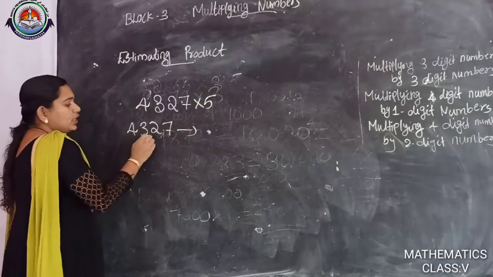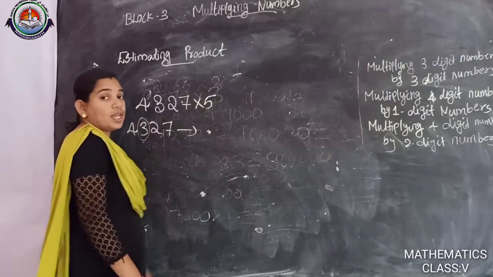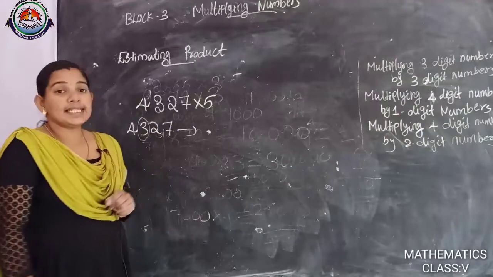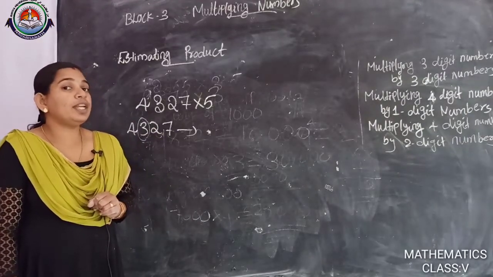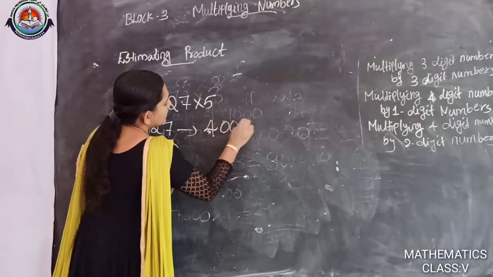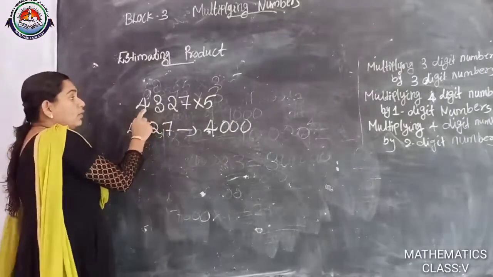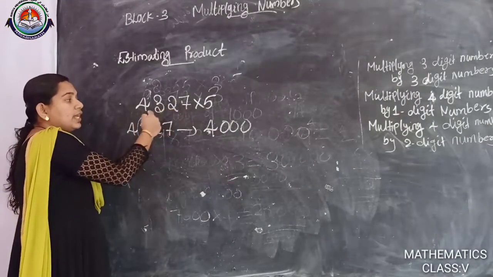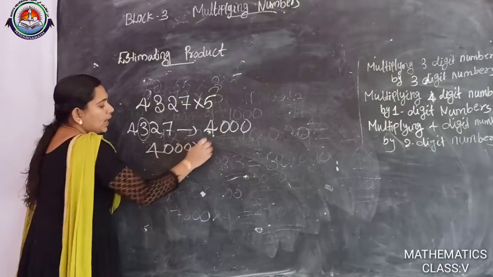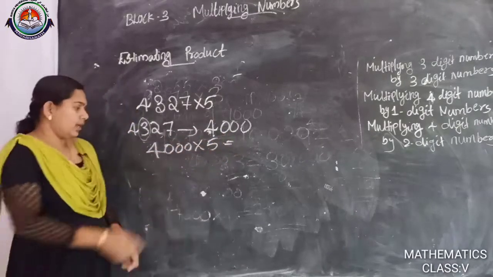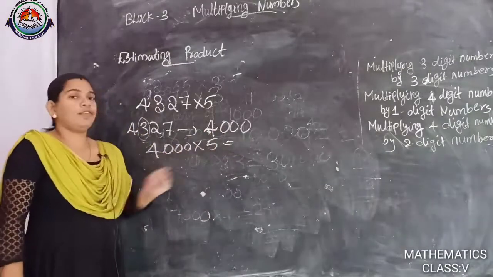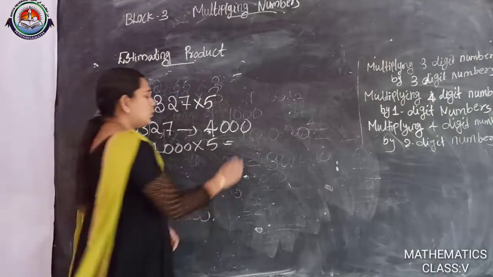Rounding off to 1000, we want to check the 100 place digit. The 100's place is 3. 3 is less than 5. So there is no need of adding 1. So the 1000 place is 4 and the remaining places are 0. Instead of 4327, we will write 4000 into 5. So it's very easy to find. Without the 3 zeros, only 4 into 5. 4 into 5, good, 20.